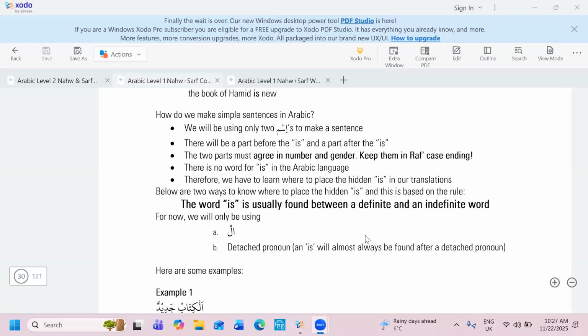Both of them have to be rafa. The only part where it's slightly different is the type. The type, one is definite and the other is indefinite. Whereas all the other 3, both of them are rafa, both of them are either singular, dual or plural, both of them are either masculine or feminine. So the first 3 things they agree in almost. I don't want to say agree, they only agree in number and gender. Case ending sometimes can be different. But type, definite and indefinite. So let's look at some examples.